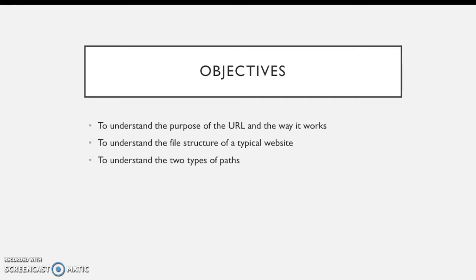The objectives: first, we will try to understand the purpose of the URL and the way the URL works. Next, we will understand the file structure of a typical website, how those files are organized, and why we organize them in that fashion. And last, we will try to understand the two types of file paths and understand the purpose of those as well.